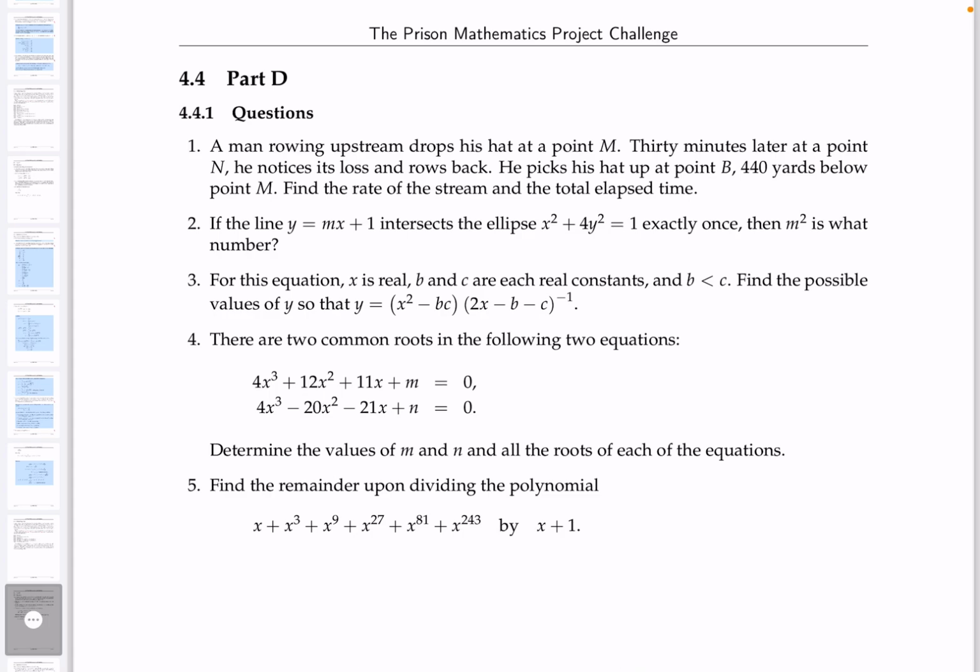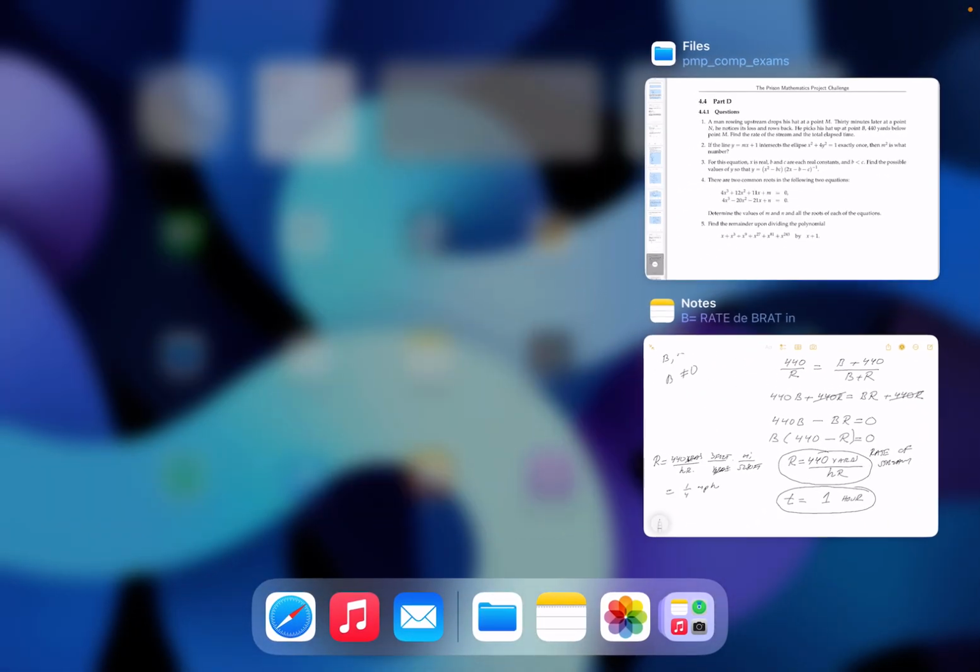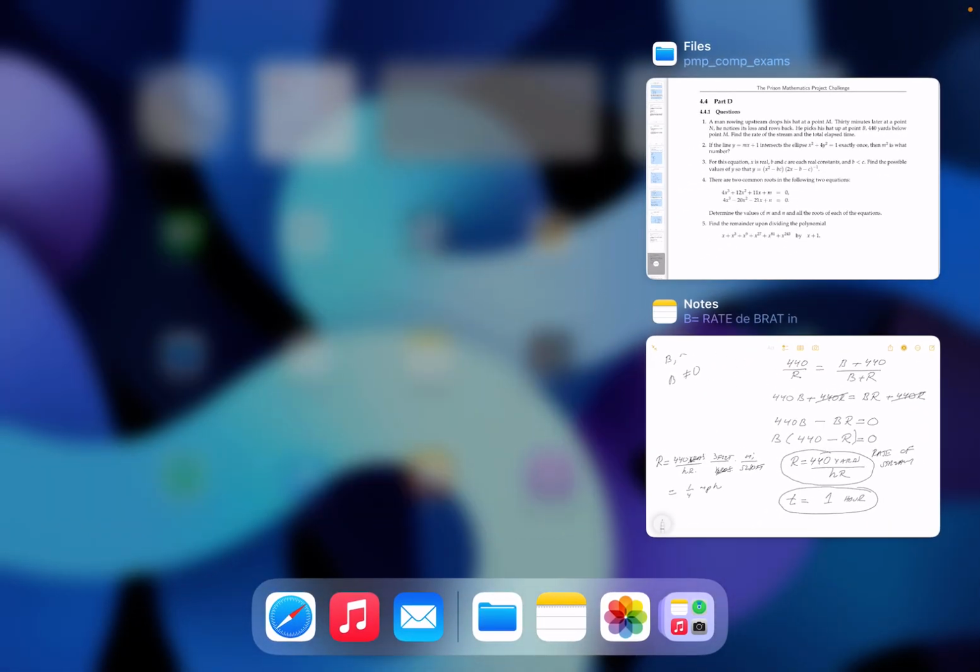Okay, number 2, it says you have a line, y equals mx plus 1. That's a y-intercept of 1 with a slope. I don't know what the slope is, by the way. But it goes on, it says it intersects this ellipse exactly once. Then m squared is what number? And the first thing I do is go to the whiteboard and try to visualize what they just said.